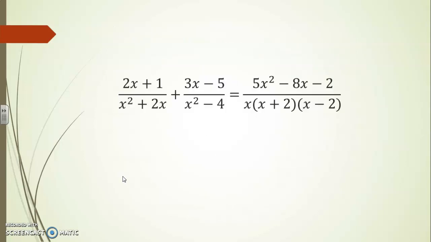Okay, so in conclusion, the addition of the rational expressions 2x plus 1 over x squared plus 2x with 3x minus 5 over x squared minus 4 can be replaced by the rational expression that you see on the right. Again, where this rational expression is defined depends on values of x that do not create zero denominators. So this equality is true for all x, that is, neither 0 nor minus 2 nor plus 2.